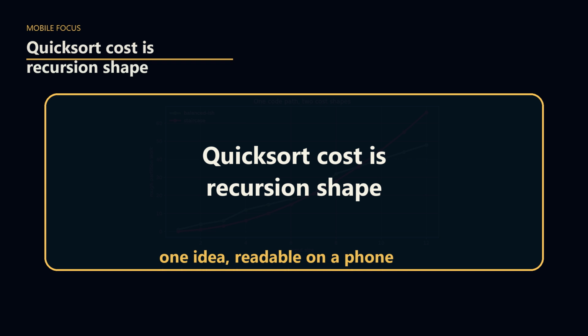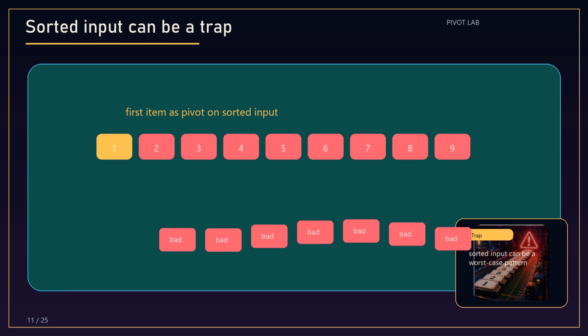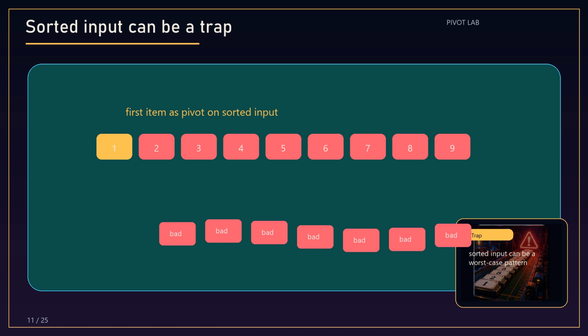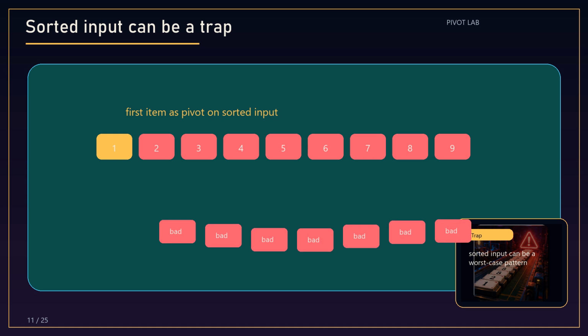This is a beautiful algorithm lesson. Performance is not only about what each step does. It is also about the structure those steps create. A simple implementation that always chooses the first item as pivot can be tricked by already sorted input. The input looks friendly to a human, but to that pivot rule it is a trap. Every pivot is extreme, so the recursion becomes a chain.